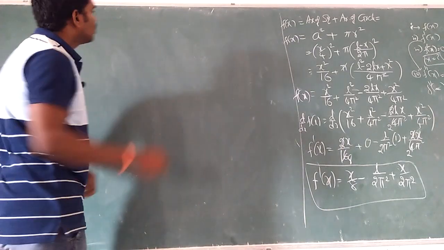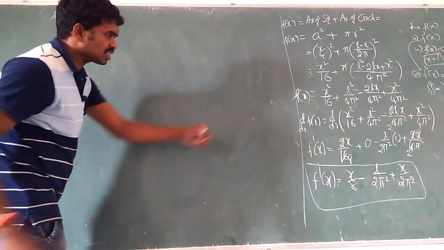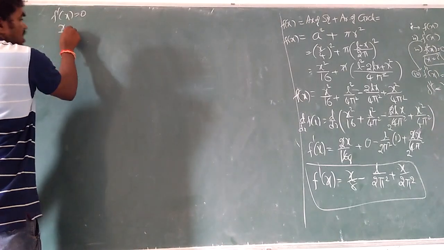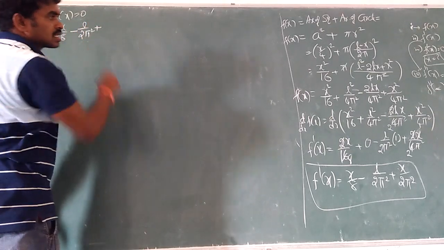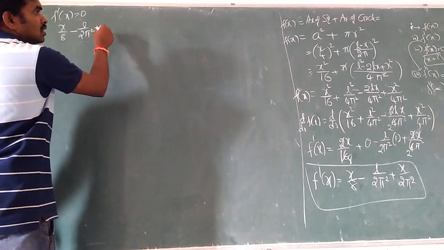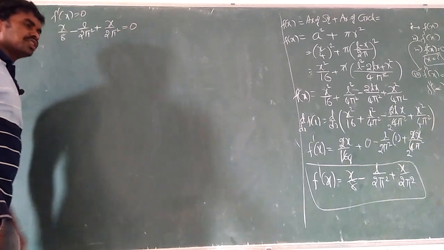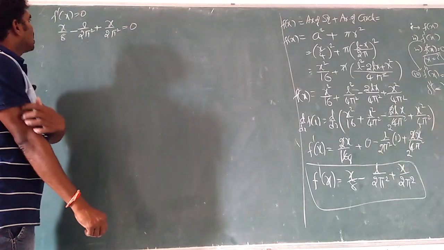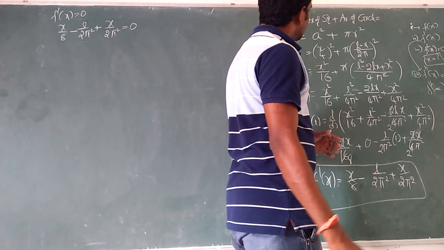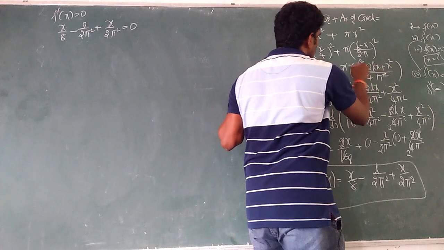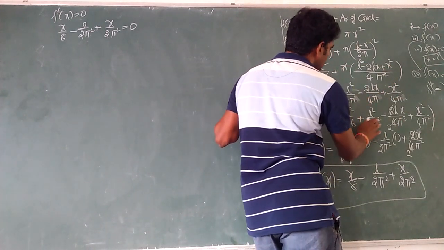What is the next one? Do f dash of x equal to 0. So f dash of x equal to 0 means, what is f dash of x here? Yes, x by 8 minus L by 2 pi plus x by 2 pi is equal to 0. We have to find the x value here. Sorry, here pi gets cancelled, only 4 pi is there. I am really sorry, only 4 pi.